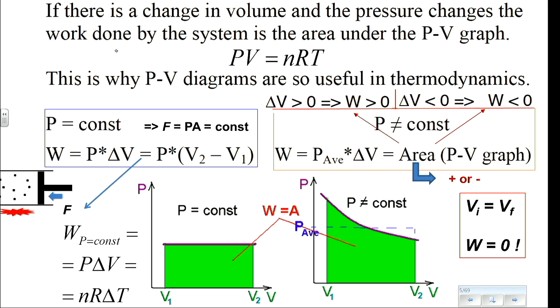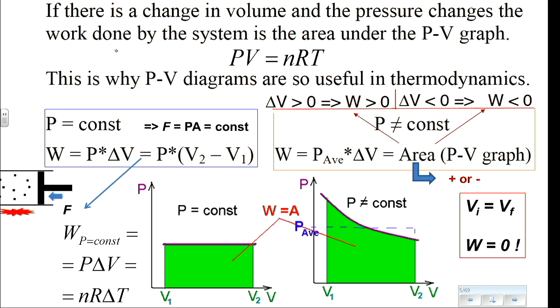Yes? So is this true for all the types of process or just for the isobaric? You should be more specific about which equation. We have two, this or that. This? P times V2 minus V1. This one? Yeah. See? Only for the isobaric. If it's not isobaric, we have to use this.